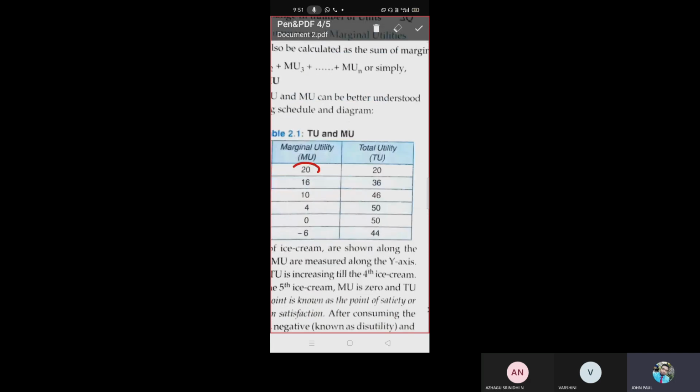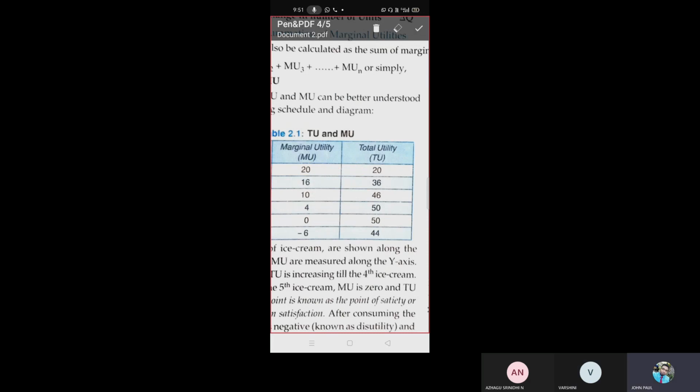But what about total utility? You can see total utility. What is total utility? This is total utility. For the first, 20, the first time I ate, I got 20. I am not satisfied. I want one more commodity. So I went for one more, 16. So 16 plus 20, how much? 36. Yes or no?